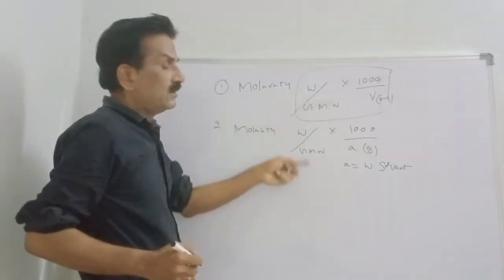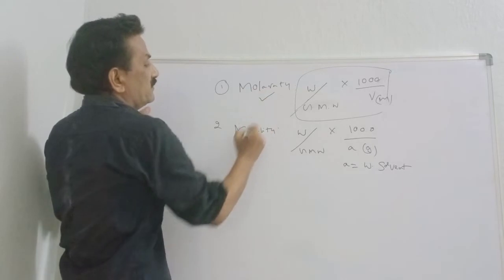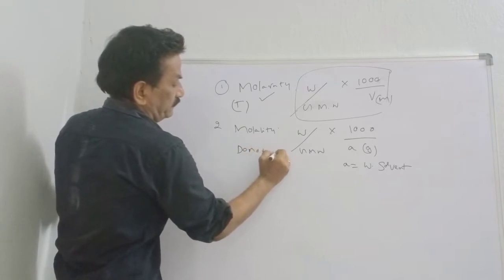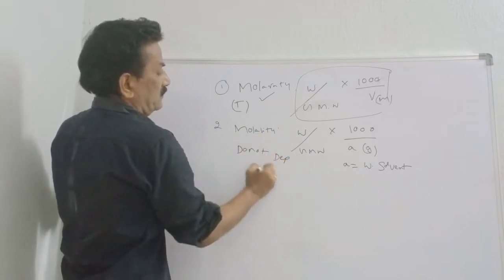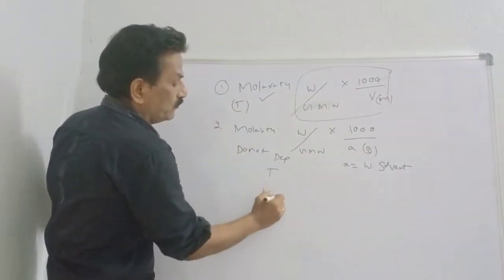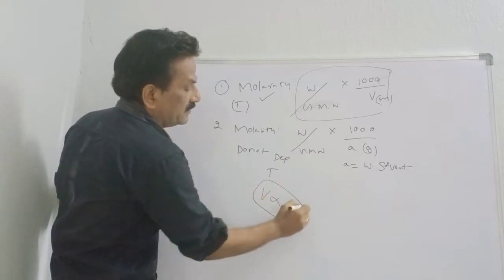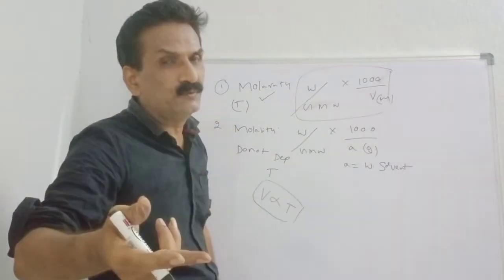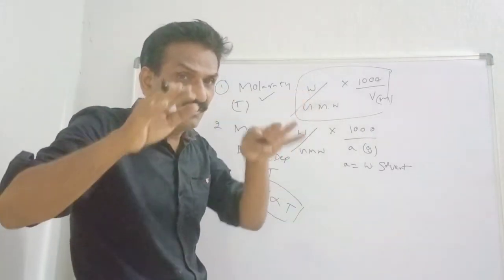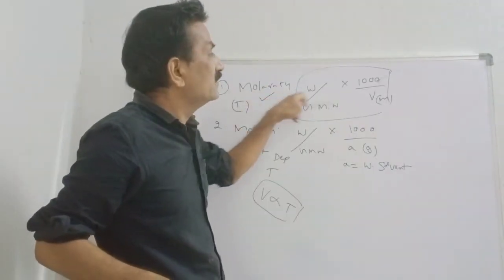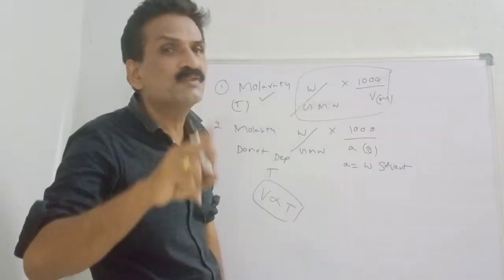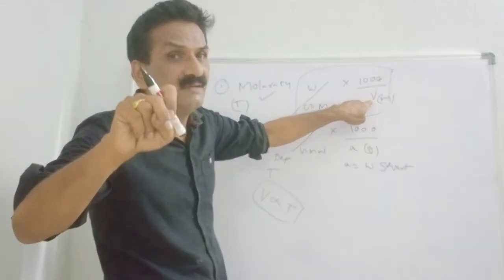So this is molarity. This depends upon temperature. Molality does not depend upon temperature. Why? Here volume is there. According to Charles' law, volume is directly proportional to temperature. If temperature increases, volume increases. If temperature decreases, volume decreases. In molarity, the number of moles of solute present in 1 liter of the solution, so volume is present in molarity.